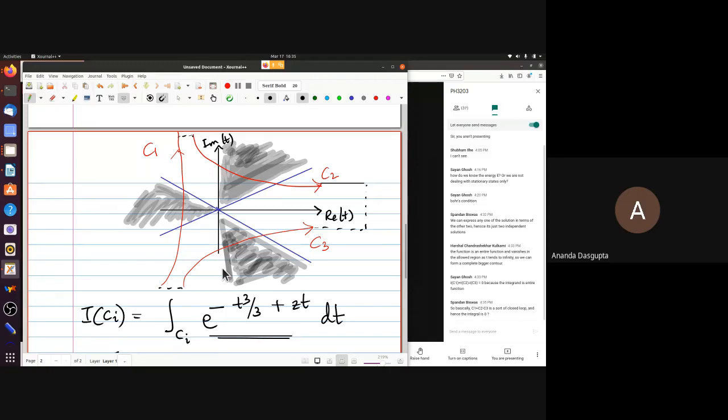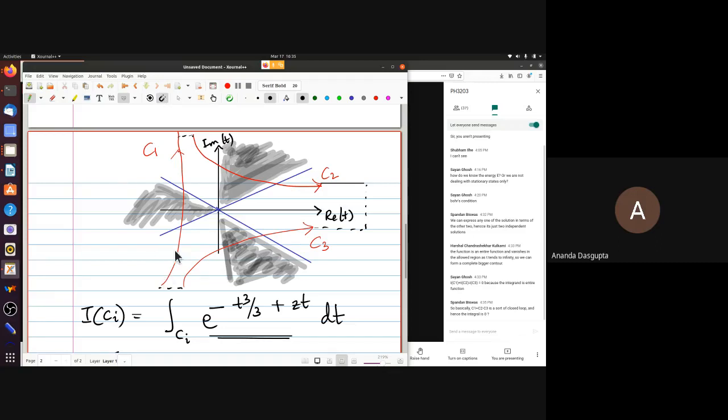Swandan has also said basically C1 plus C2 minus C3 is a sort of closed loop, and hence the integral is 0, but also because of the behavior of the integrand. If the integrand had not been an entire function, had poles in between, then this would not have happened. Okay? Clear?